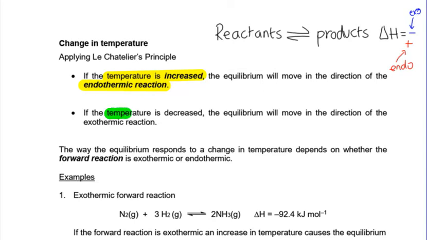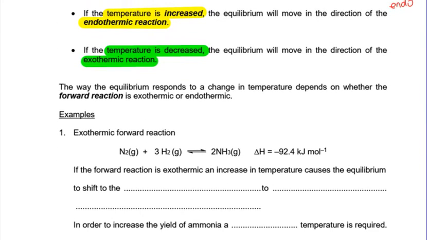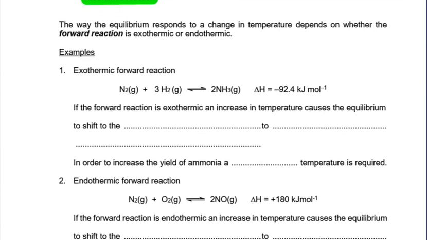If the temperature is decreased, then we're going to go in the direction of the exothermic reaction. So we have to remember that if it's plus in one direction, it's minus in the other, so this is going to help us with our answers. So let's have a look at our examples.